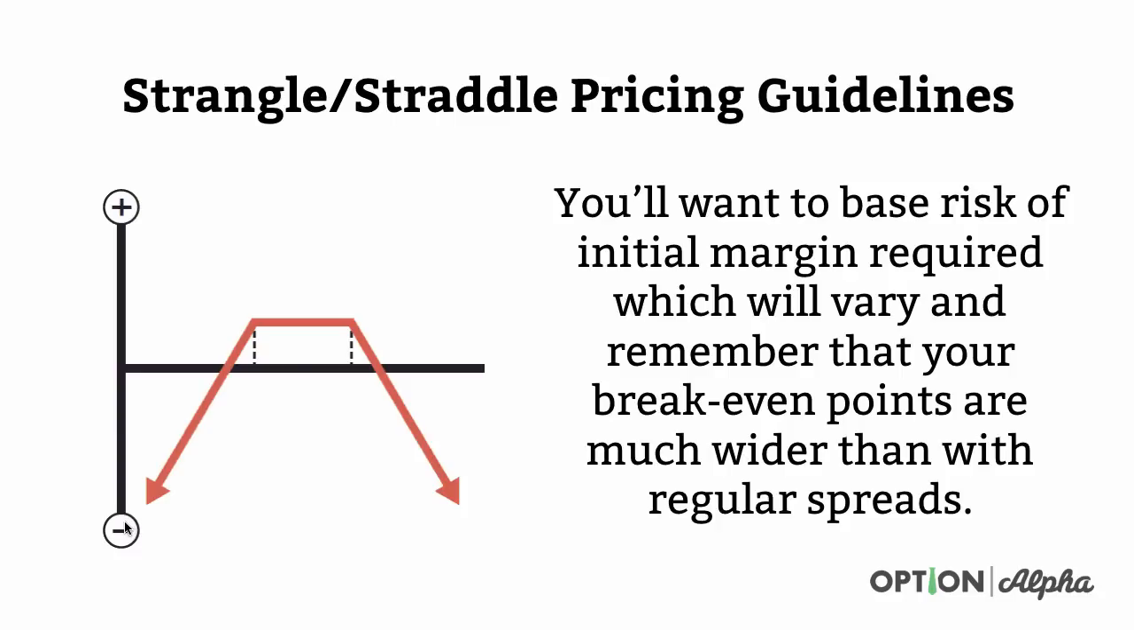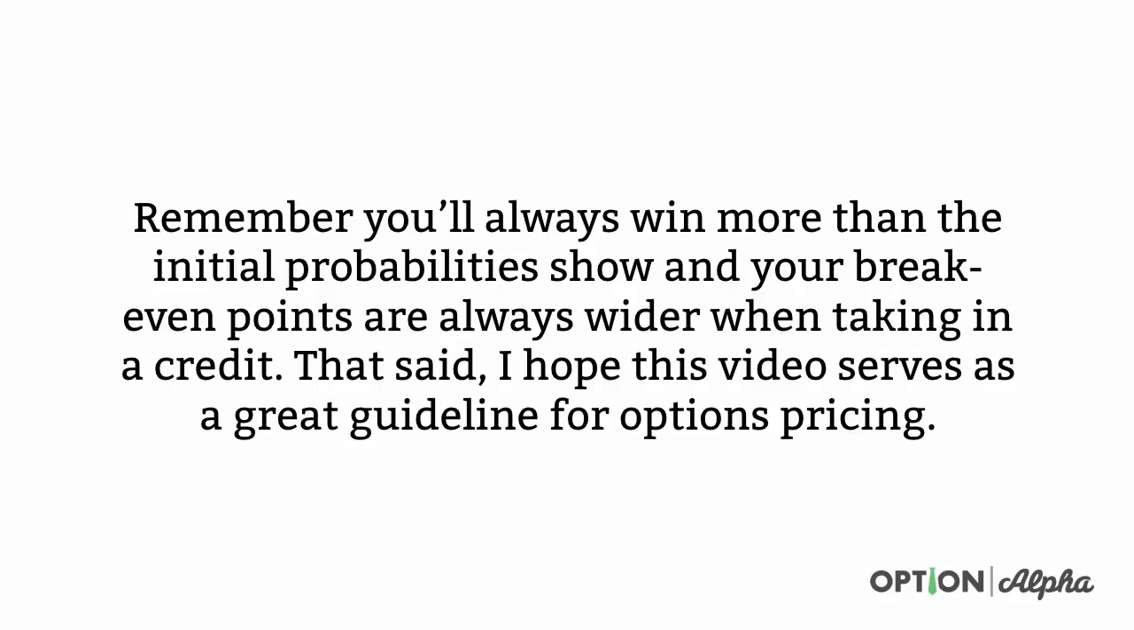Again, there's no hard guidelines here. What I can tell you, obviously, is that with high implied volatility, that's when you want to do these straddles and strangles because option pricing on both sides is going to be much more inflated, much more rich. You're going to get paid out a lot more for the same probability of success by doing these when implied volatility is really, really high. Obviously, remember, you'll always win more than your initial probabilities show, and your break-even points are always a little bit wider when taking in a credit, no matter if you're doing a straddle or a strangle or an iron condor or credit spread.